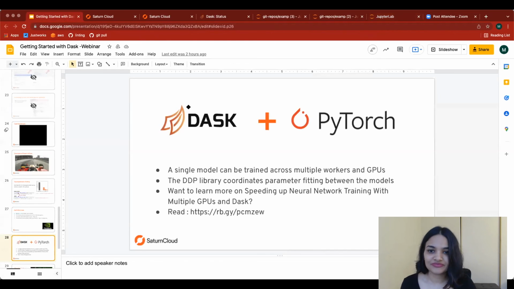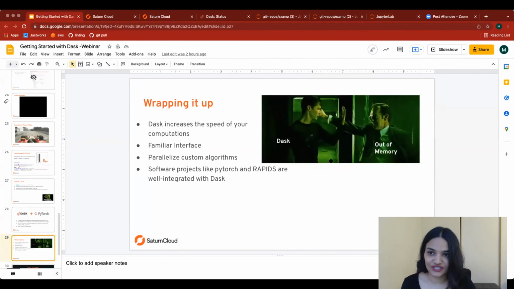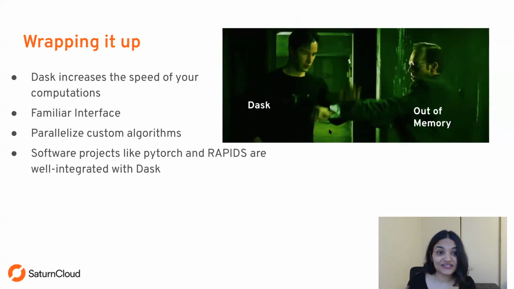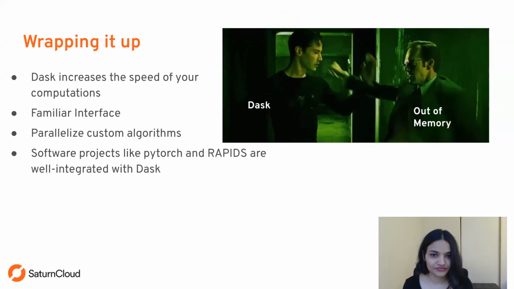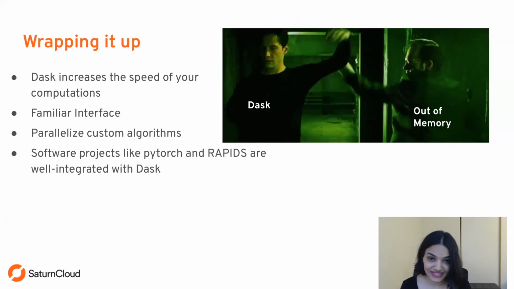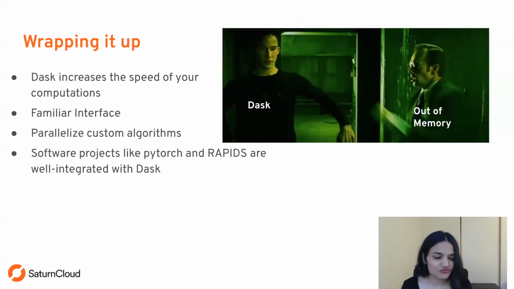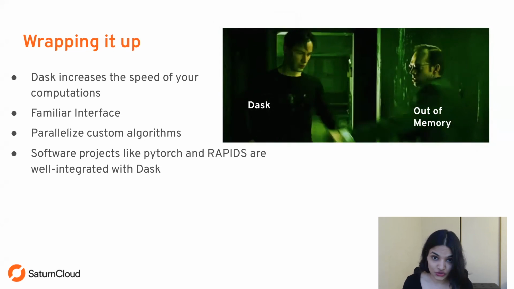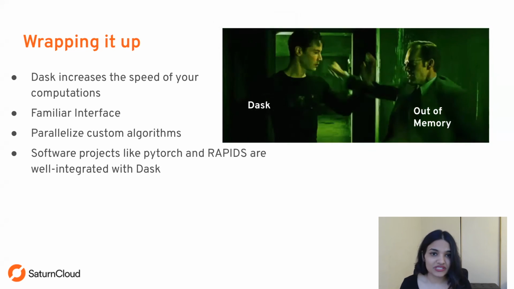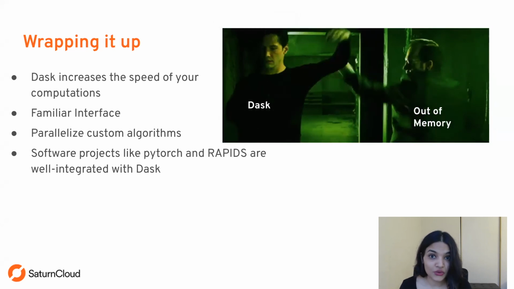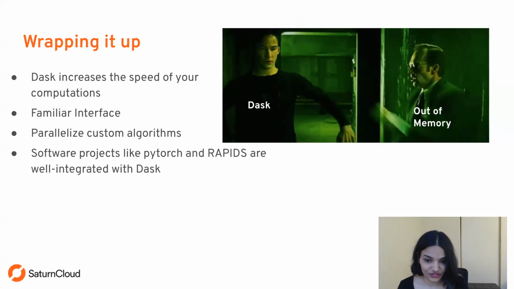So with this, I will just wrap it up for you with what we learned today. We learned that Dask increases the speed of your computation. The interface is very familiar. So if you know how to write your functions in Python, switching to Dask won't be a big deal for you. If you have a custom algorithm which you don't want to change, you can just wrap it up with something like dask.delayed. And lastly, Dask integrates very nicely with the existing Python ecosystem.